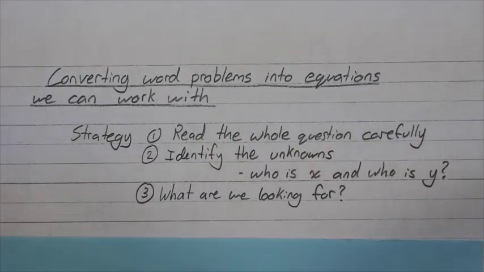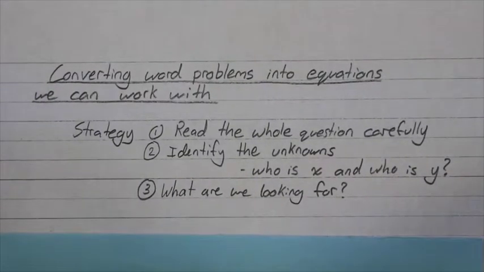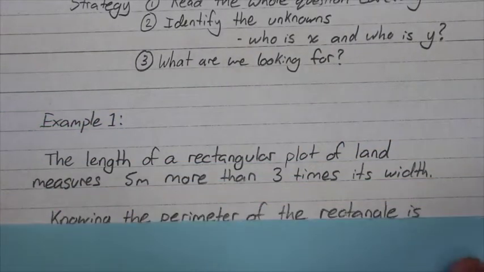Here's our strategy. Step one, and I can't say this enough, is read the whole question carefully. That doesn't mean skim the first and last line and try to get it in 2 seconds. Don't rush through these. Take your time, actually read every word. Step 2, identify your unknowns, just like we would with an inequality. Say, let x equal the number of so-and-so and y be blah, blah, blah. Then find out for yourself, what are we actually looking for here? Once you have these answers, things become a little easier.